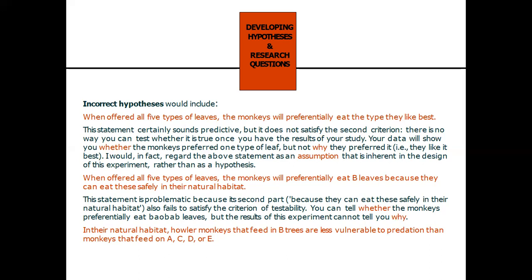यहाँ जो है, this statement certainly sounds predictive. कुछ predict कर रहा है, right? But क्या, it is not clear. But it does not satisfy the second criteria. It means there is no way you can test whether it is true once you have the results of your study. Your data will show you whether the monkeys prefer one type of leaf, but not why they prefer it.